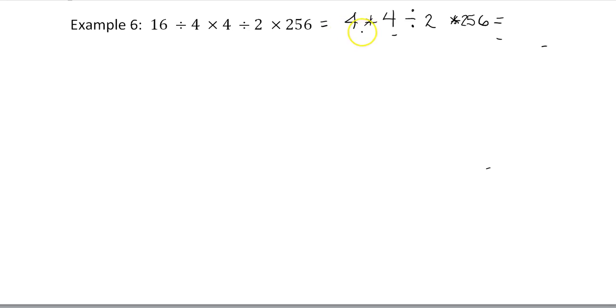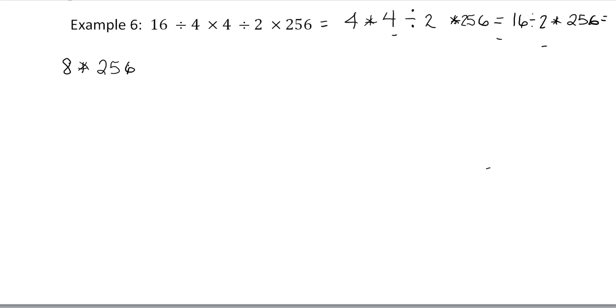So now I've got my 4 times 4 is 16. 16 divided by 2 times 256. I am going to go from there. I go 16 divided by 2 is going to get me an 8 times 256.